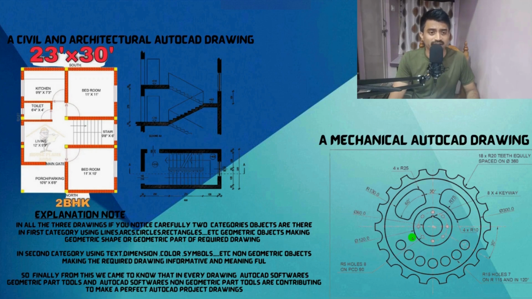Geometric part means lines, circles, rectangles, these all will come. Non-geometric part means layers, blocks, groups, like these all will come. So finally from this we came to know that in every drawing, AutoCAD software's geometric part tools and non-geometric part tools contribute to make a perfect AutoCAD project drawing. So that thing you have to keep in mind.